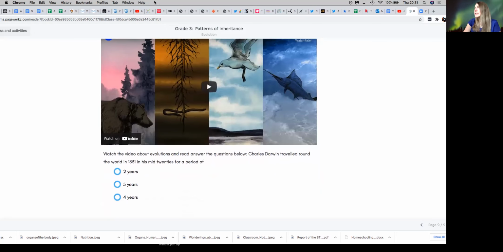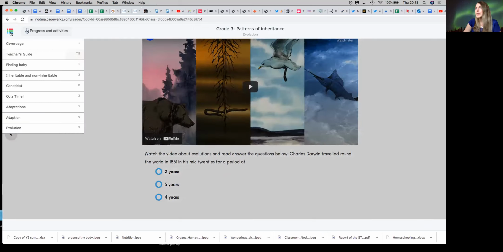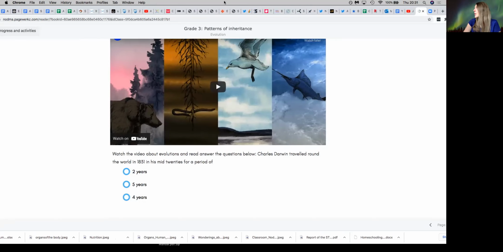So that's inheritance. And just going back to the book itself, or the books, as it were.